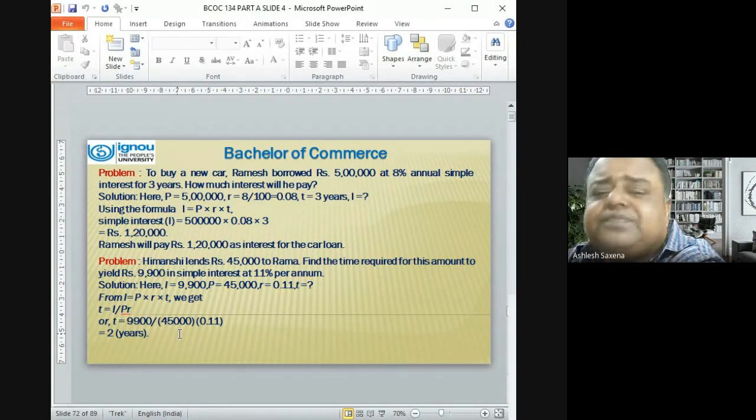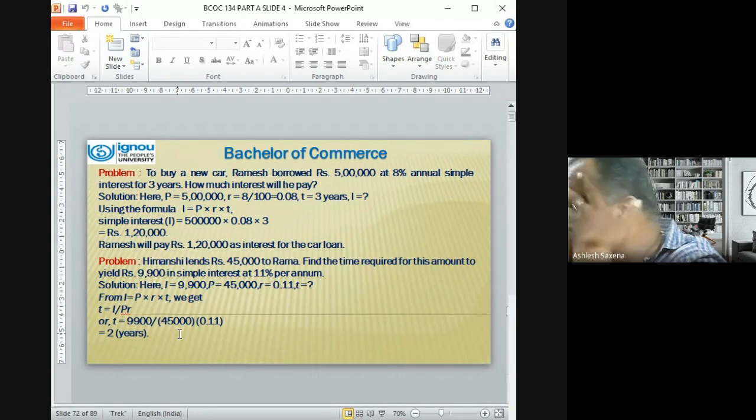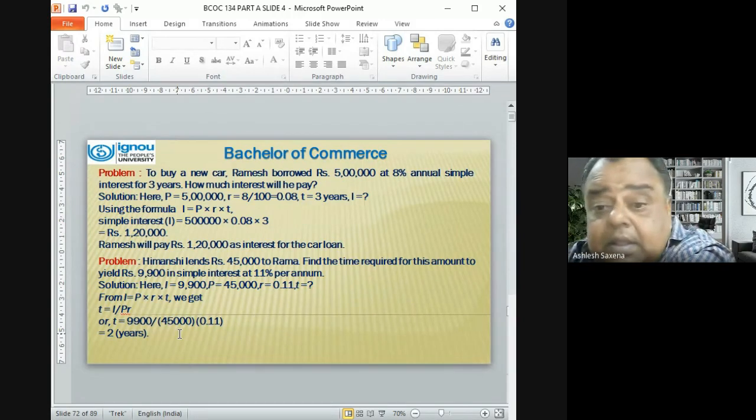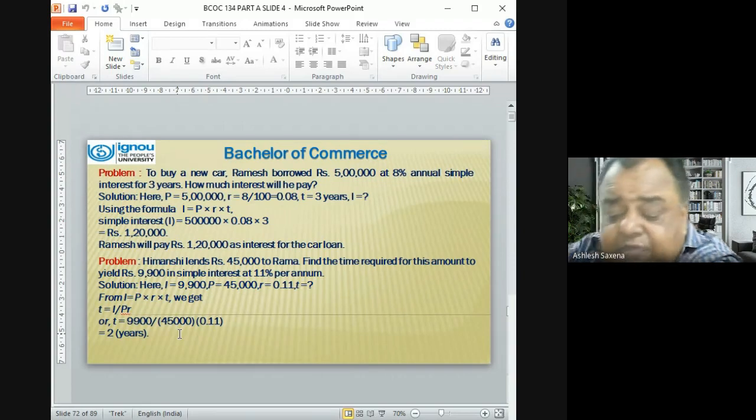After calculating, we get a period of 2 years. In this case, we can say that this amount was lent for a period of 2 years.